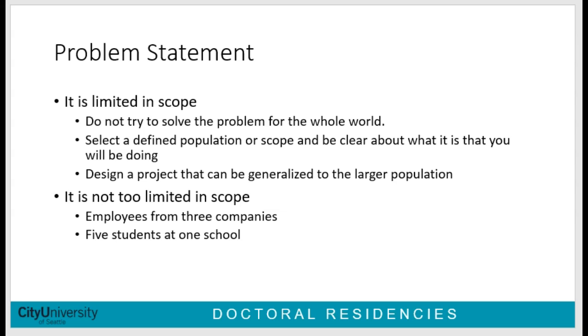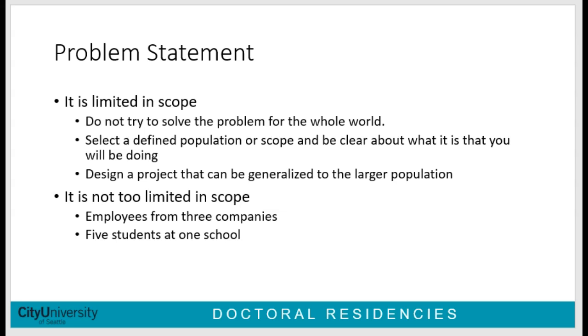You don't want to just look at employees from three companies if you're doing some kind of overall thing in your field, or 5 students at one school. This is not necessarily going to show any kind of real important information that your field can use. It's too limited. So the idea here is that what you want to research is something that is large enough to be considered a dissertation-worthy research project.